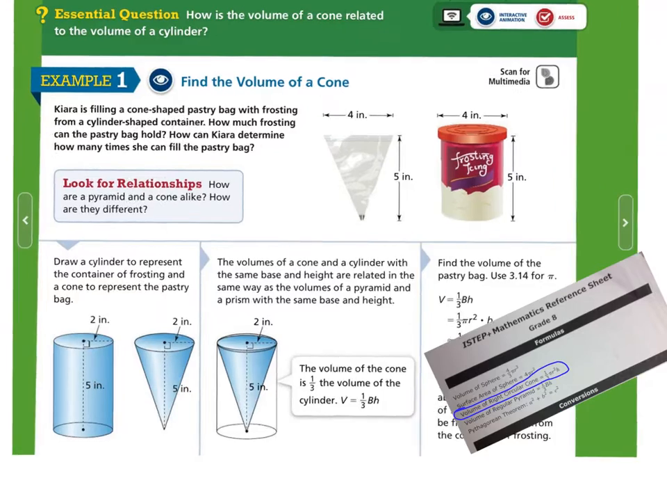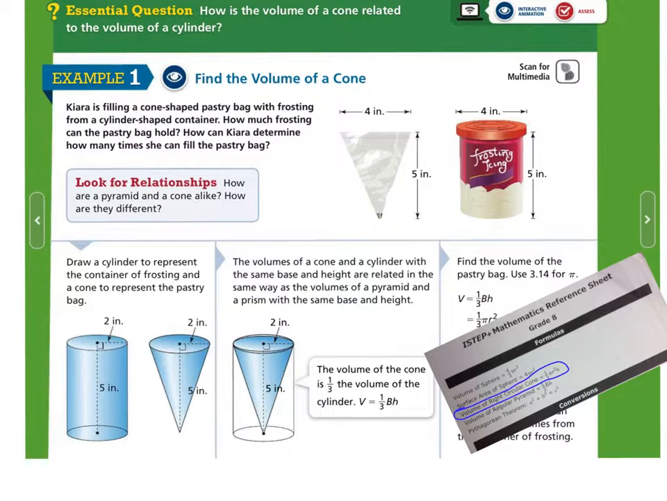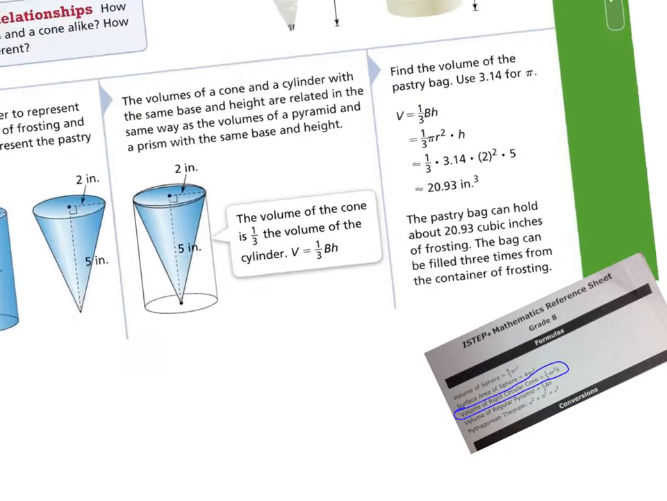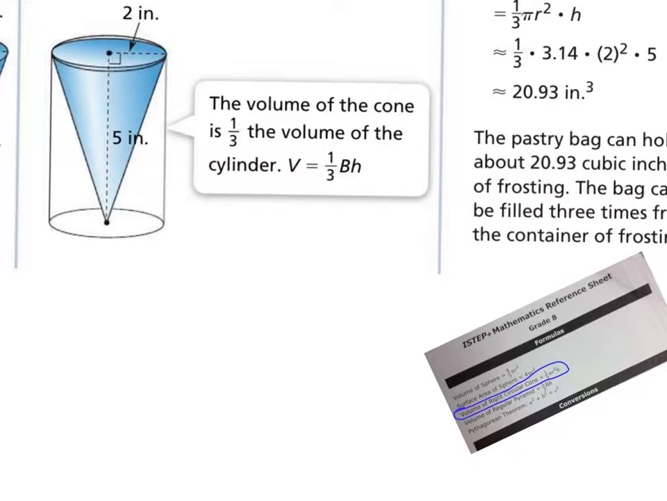In example 1, they are filling a cone-shaped pastry bag with frosting from a cylinder-shaped container. How much frosting can the pastry bag hold? Coincidentally, the heights of both of these are the same and their diameters are the same. So they showed a cylinder and the cone. Obviously the cone is smaller than the cylinder, and it ends up that the volume of the cone is exactly 1/3 the volume of the cylinder.